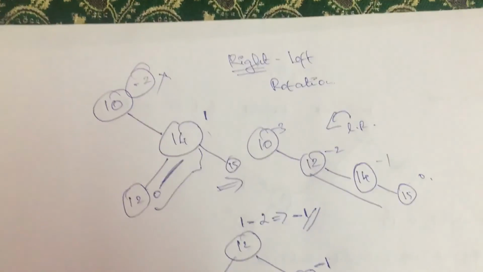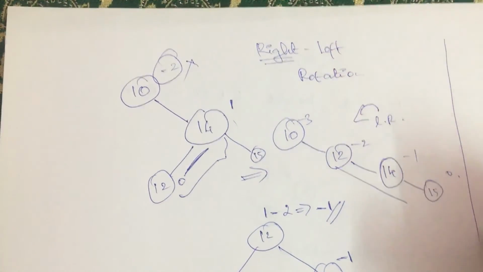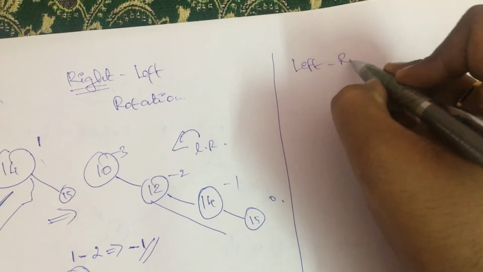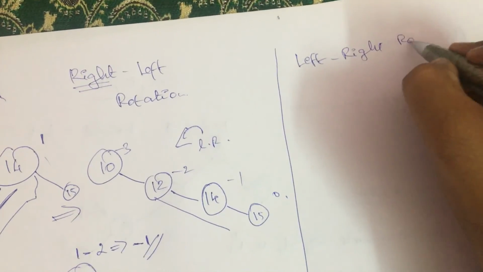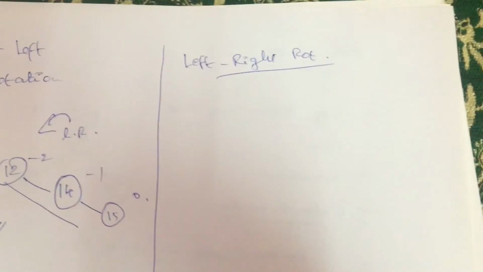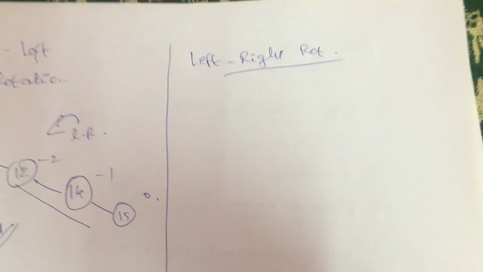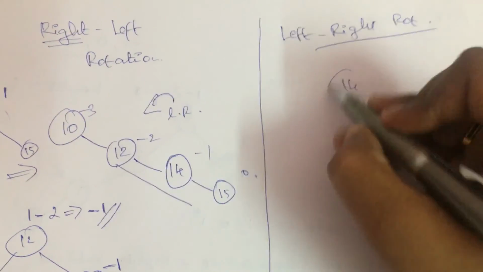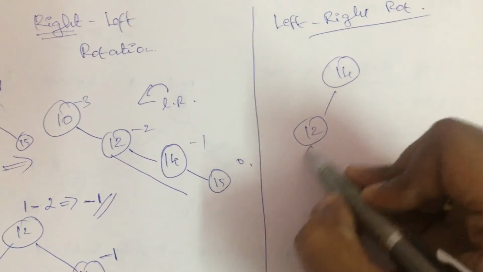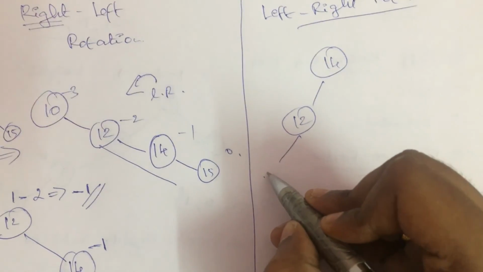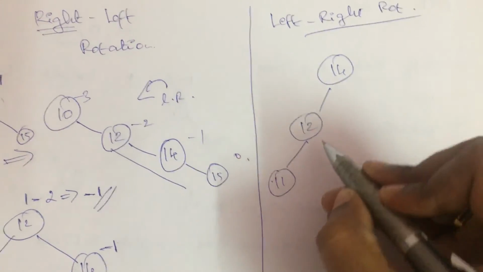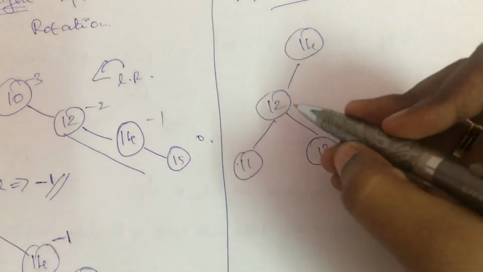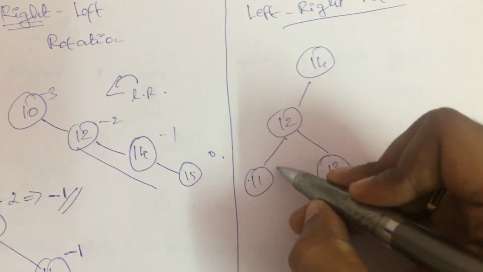So we have focused on right left rotation, and similar to that we also have one more rotation called left right rotation. Now let's focus on left right rotation. Left right rotation is the inverse case of the same. For example, let me assume we have 14 and I have 12, and again here let me assume that I have a number 11, and here let's assume we have 13. Now what I want to do is, I cannot say that this is in a balanced form.